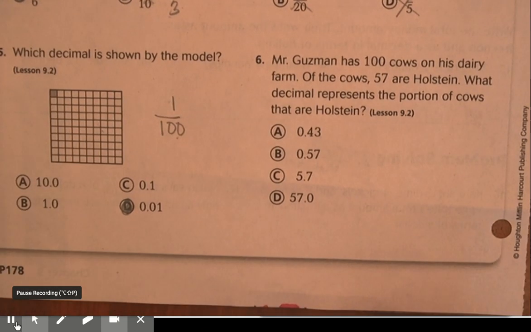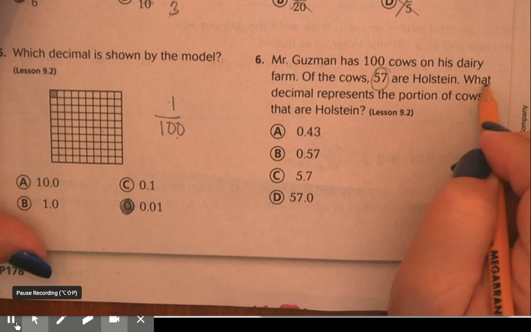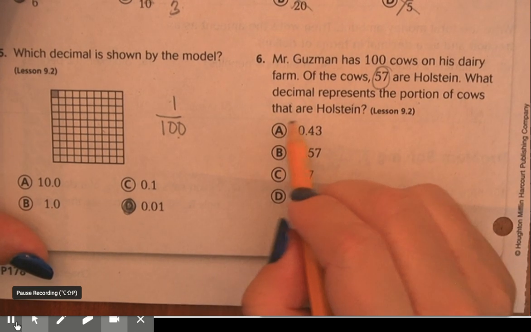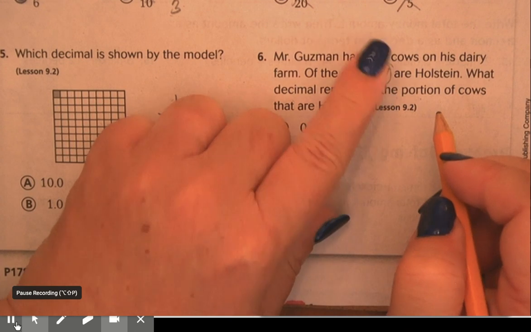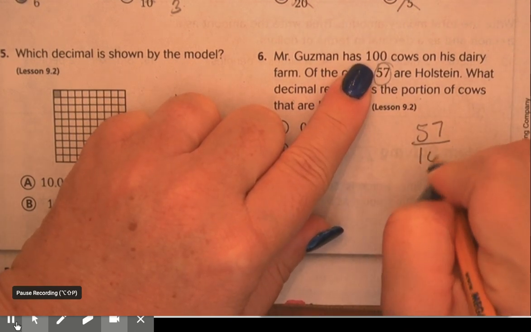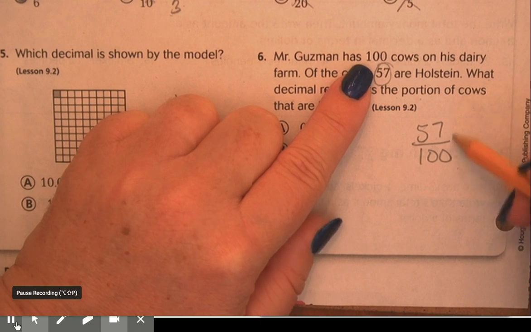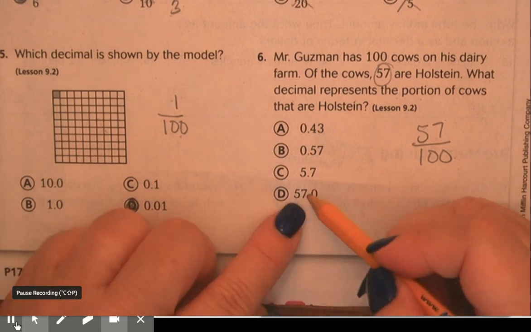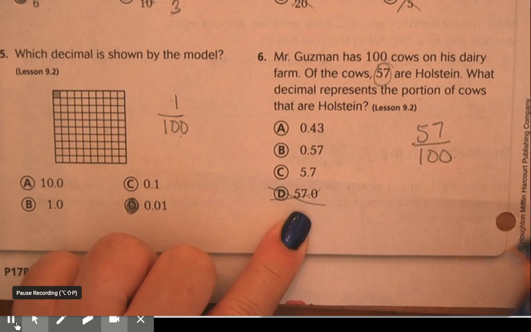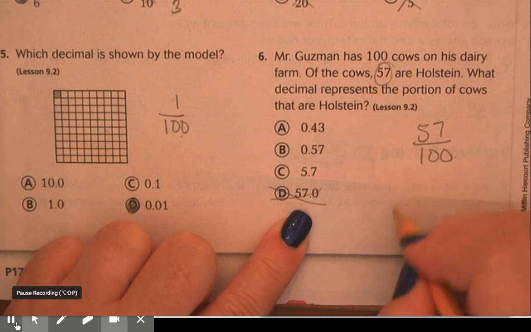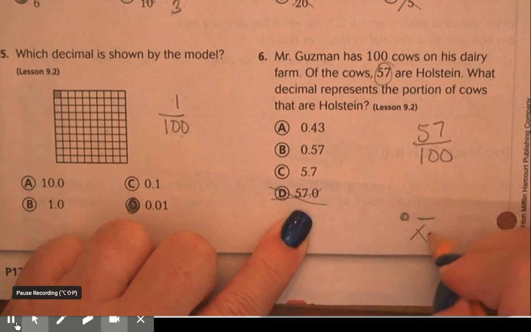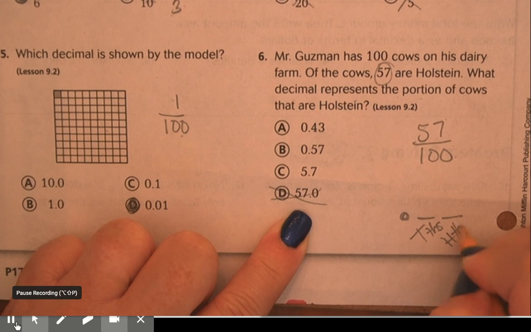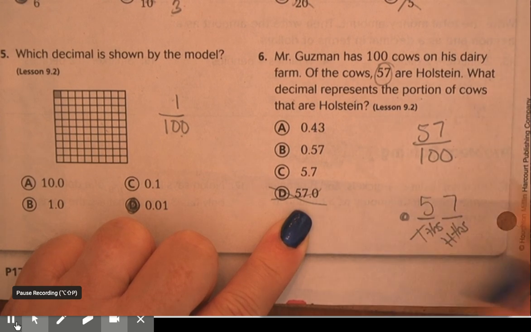And last, Mr. Guzman has 100 cows on his dairy farm. Of the cows, 57 are Holstein. Which decimal represents the portion of cows that are Holstein? So we have 57 out of 100. This is the fraction form. Now my math will tell me the answer, 57/100ths. So I come over here and well, this says 57 wholes. No way. 57/100ths, which means I need a decimal point. The first one is your tenths, and the second one is your hundredths. So I need that, which is B.